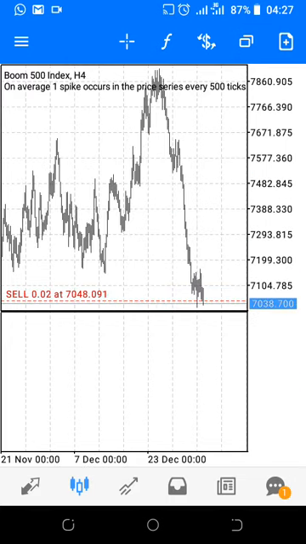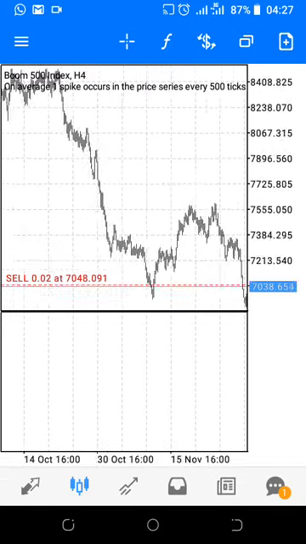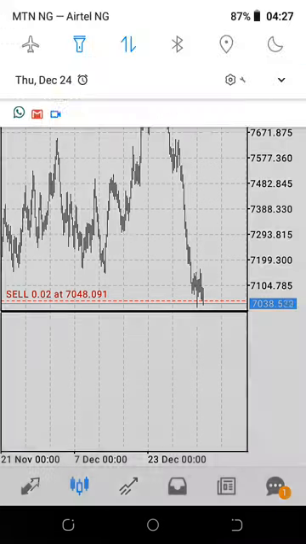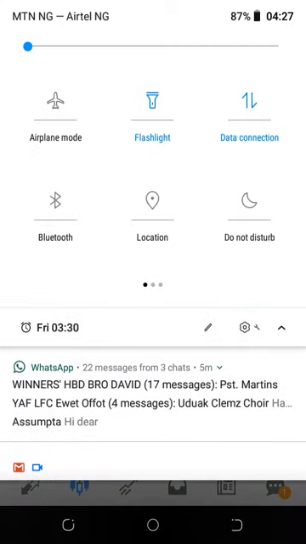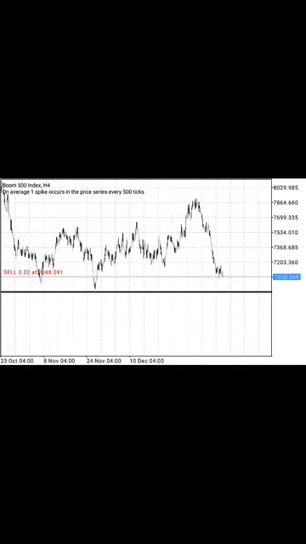Alright, this is Boom 500, and I just want to use this market as an example for the trend line class. Permit me to invert my phone this way. Let me invert my phone and keep it on.